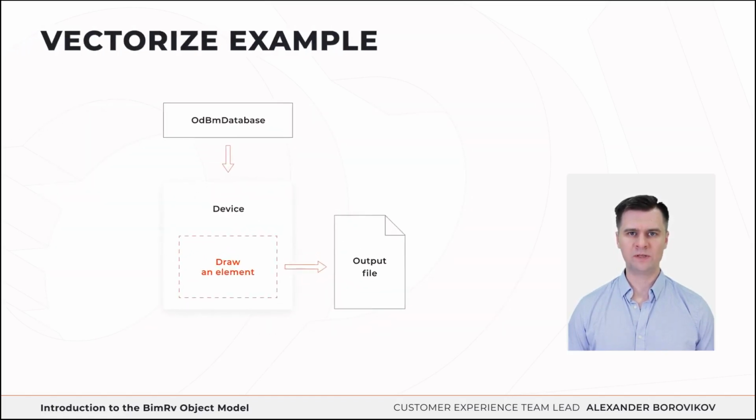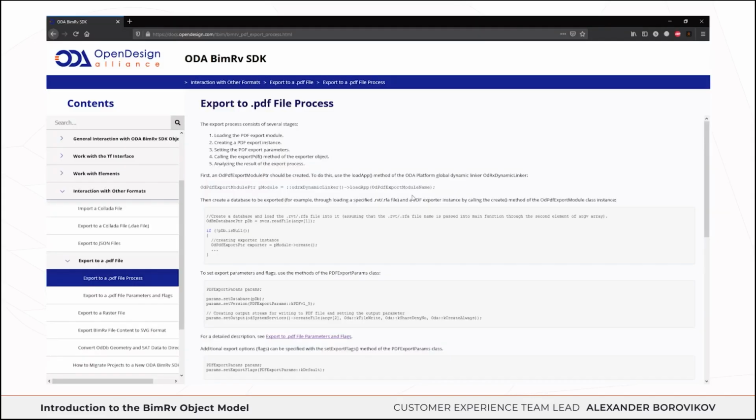Now, after we know the structure and the key elements, we're able to implement visualization and export of the simplified geometry. The key idea is that we pass the database to some device and modify the draw implementation to forward the necessary geometry to the output file. The procedure of export to PDF is illustrated in our documentation. It is quite straightforward. We need to load the PDF export model, create a PDF export instance, set the PDF export parameters, and call the export PDF method and analyze the result.